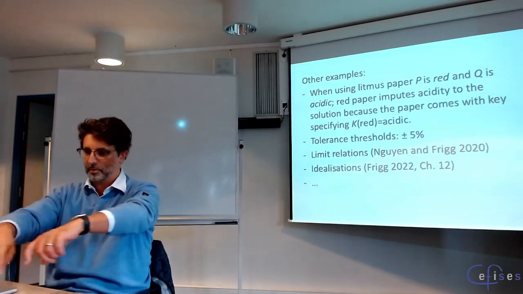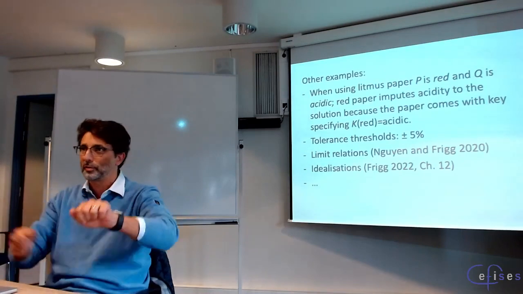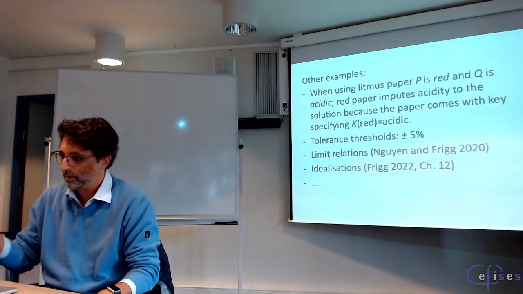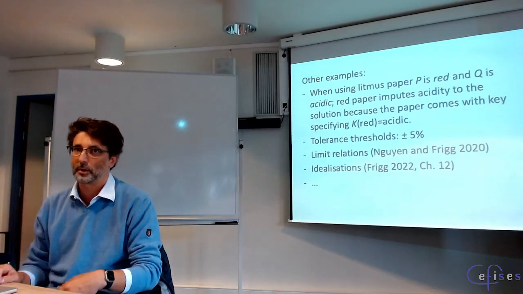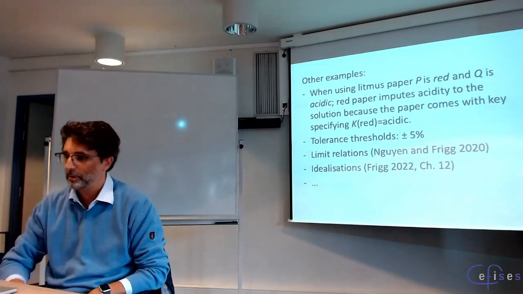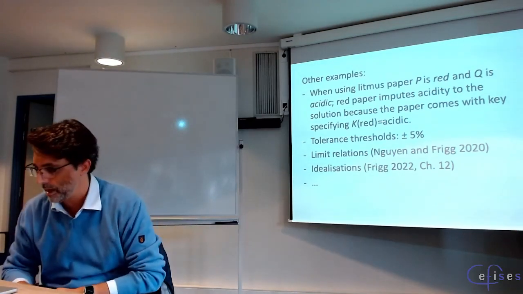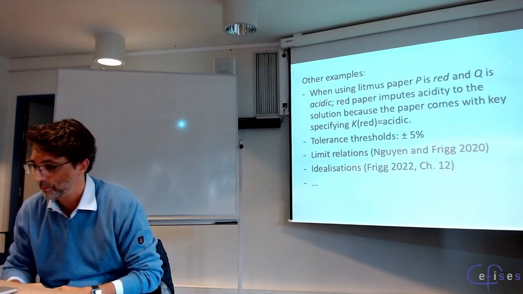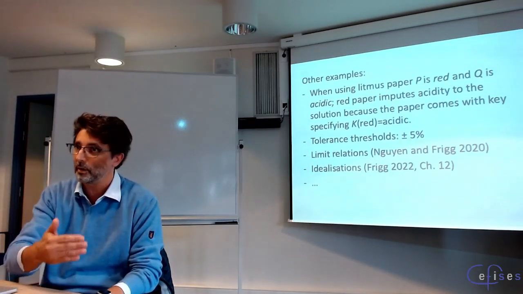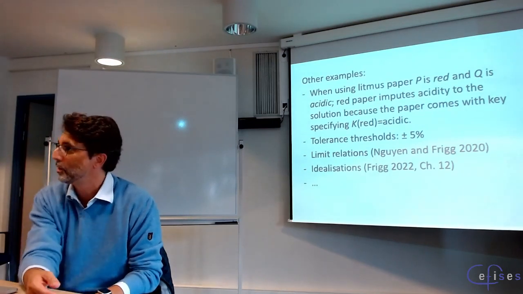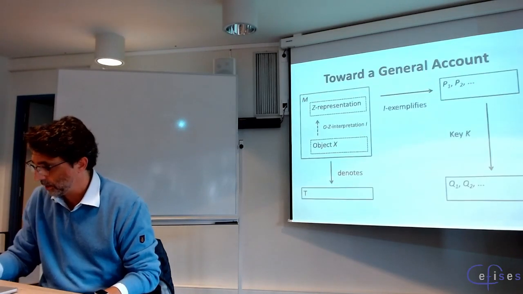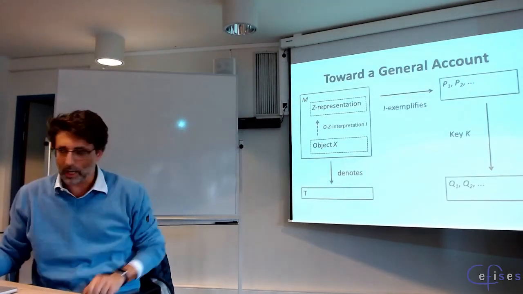And usually you get a nice sort of cardboard box where you get all the shadings and you just hold it to it. Or you can have a tolerance threshold, so the model can be plus or minus 5%. Or there can be various limit relations. James and I discussed this in a paper. Or simply, idealizations in general can be seen as processes that inform what key you use for a model. So that gives you that axis here.